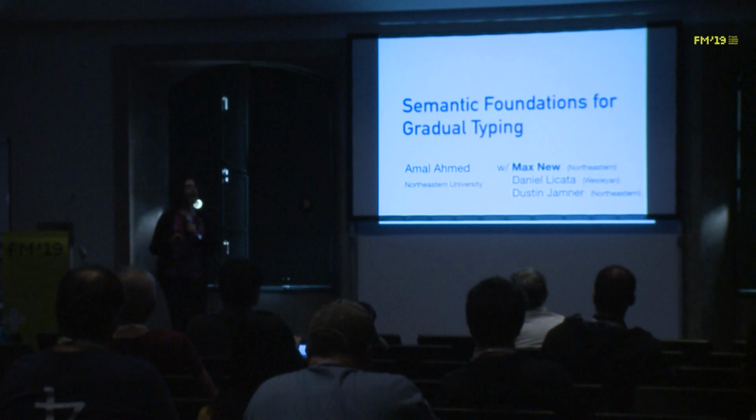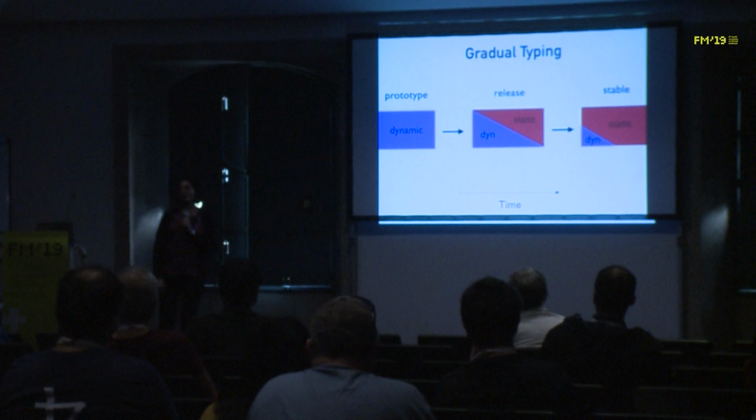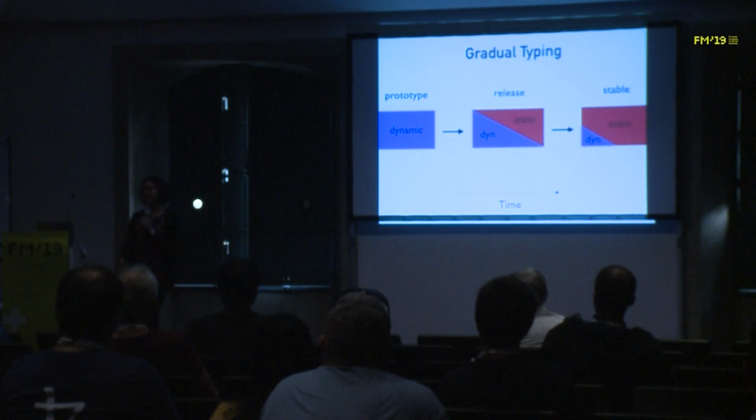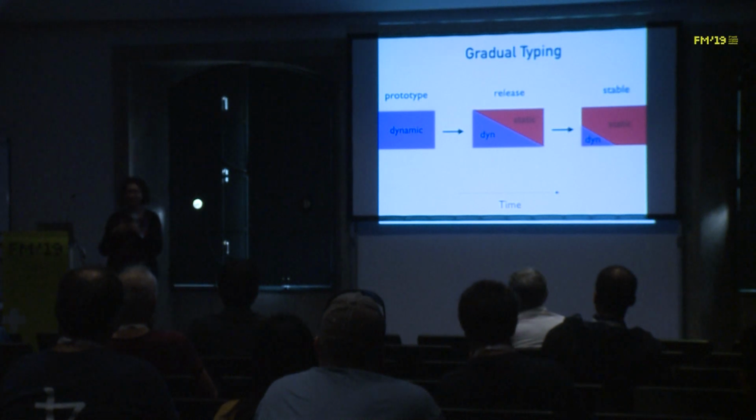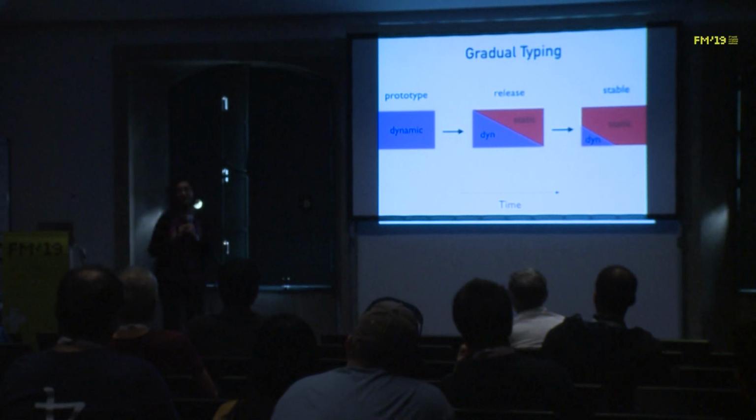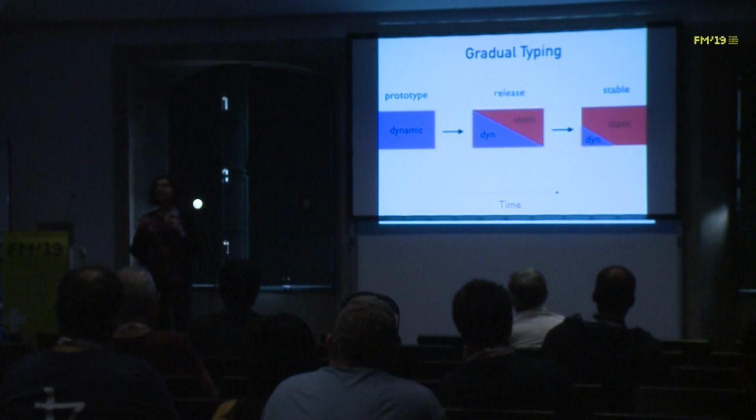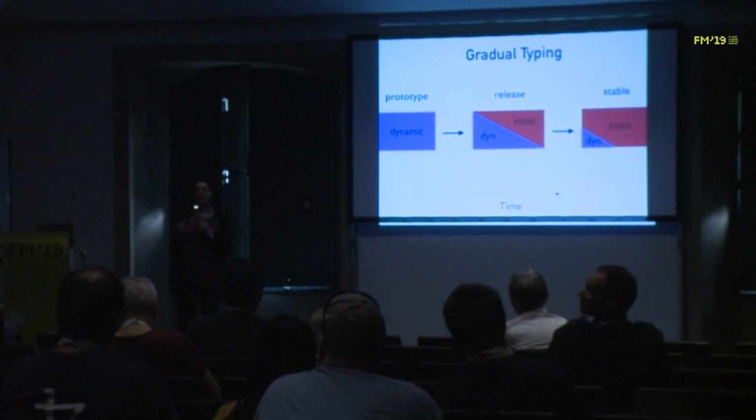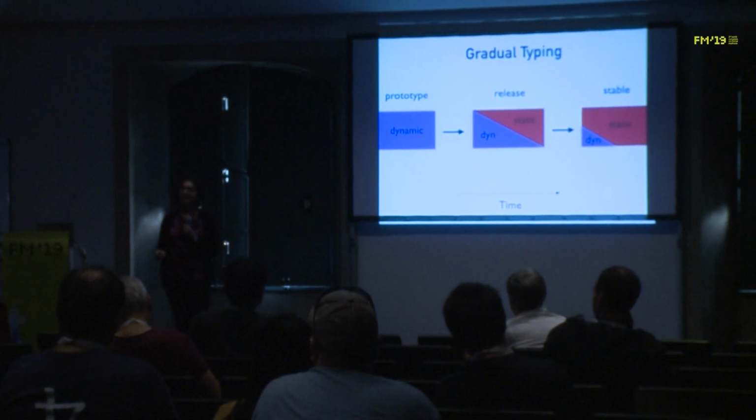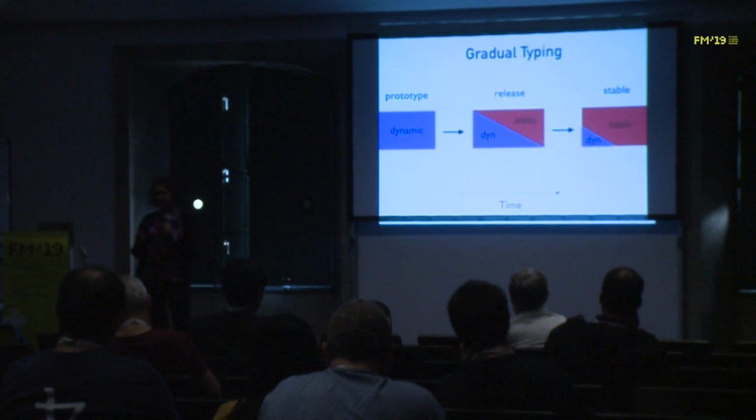Okay, so gradual typing. Gradual typing is about programming over time. It's about allowing a programmer to quickly come up with a prototype for some sort of application, perhaps in a dynamically typed language, and then gradually over time make that application more robust, perhaps by adding types, in order to aid with program maintenance, etc.